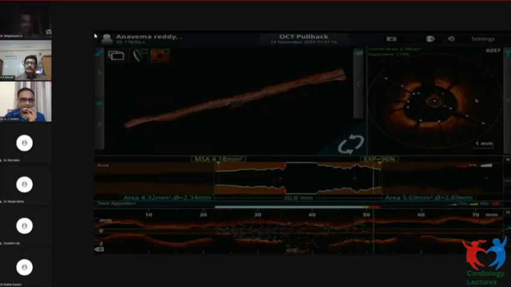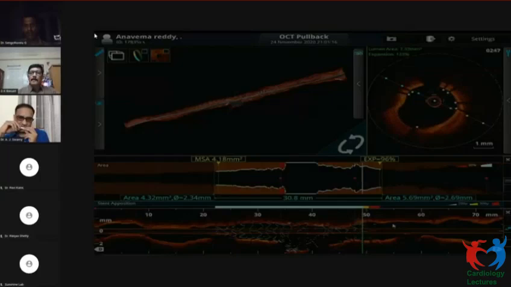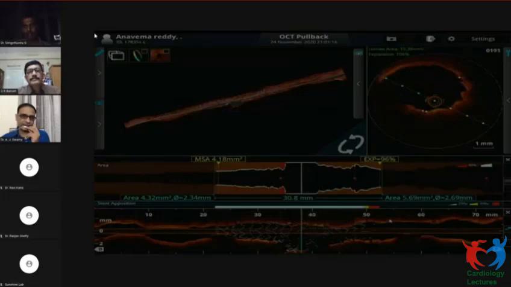Can Sridhar Kasturi come in, please? Can you hear us? We are not able to hear you at all. This is probably the place where the two kissing balloons have come proximally. And just proximal to that, I think the POT has to be done here again. This is elliptical deformation of the proximal part of the main branch stent.